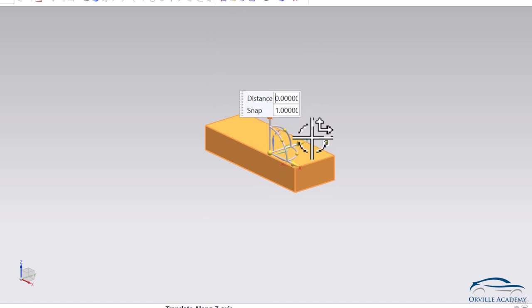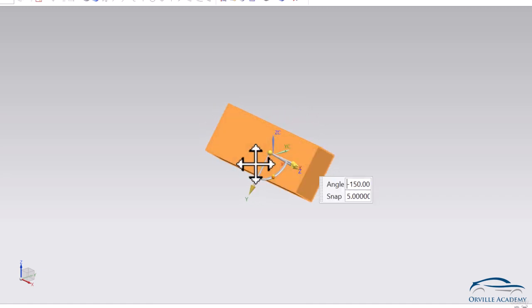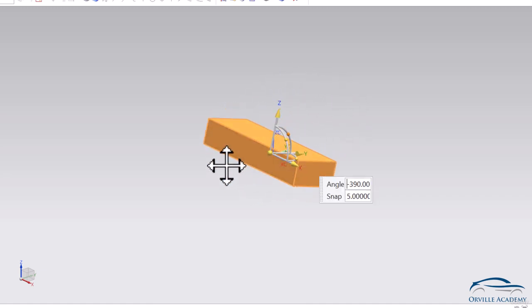So in CAE, typically X means first degree of freedom, Y means second degree of freedom and Z means third degree of freedom. Same goes for the rotation also. If my object is rotating about the X-axis, that will be our fourth degree of freedom. So here this is my X-axis. If I have to rotate about the X-axis, I can just grab the handle and you can see the X-axis is stationary and the object is rotating about the X-axis.